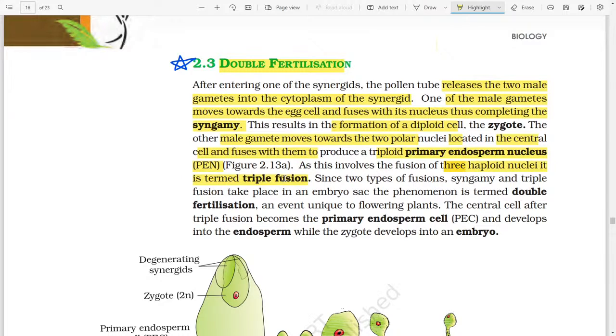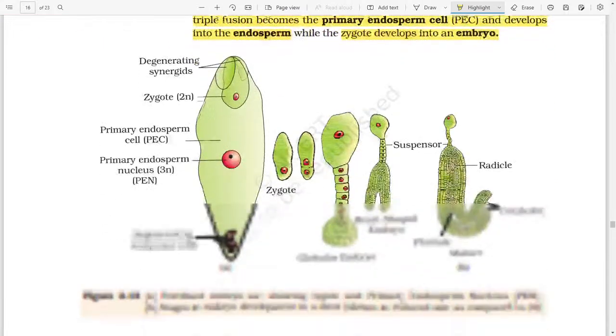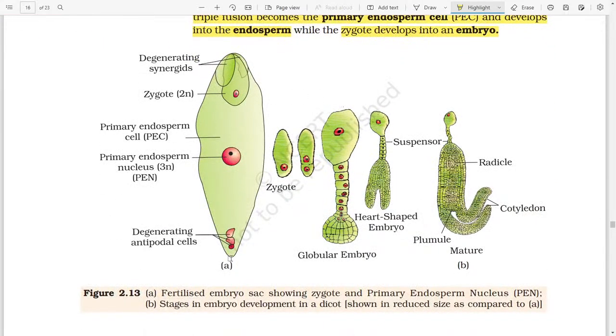Since two types of fusion, syngamy and triple fusion, take place in the embryo sac, the phenomenon is termed double fertilization, and this is unique to flowering plants. The central cell after triple fusion becomes the primary endosperm cell and develops into the endosperm, while the zygote develops into the embryo. This is the figure of the embryo.